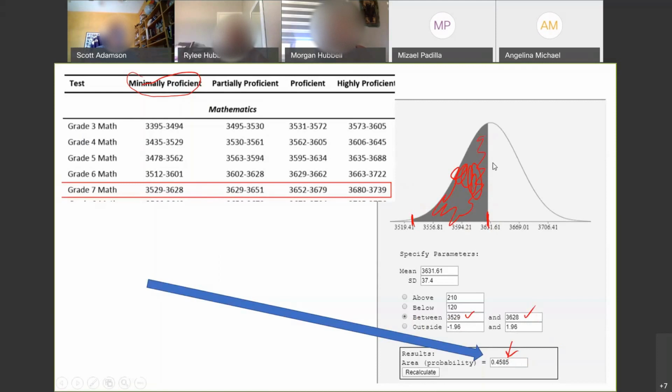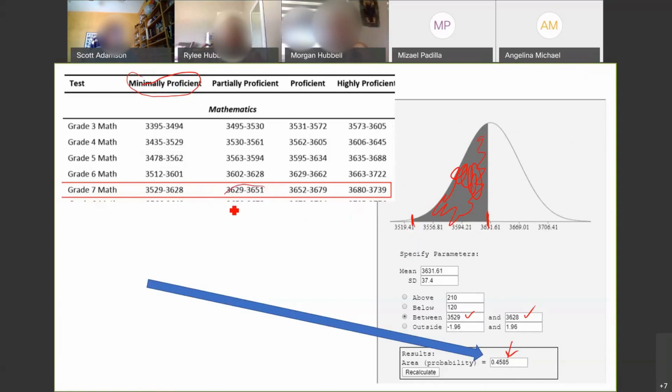Notice it's just left of half. About half are on the gray side, half are on the non-grayed inside. It's actually, if you look down there at the bottom, about 46%. So you will claim that 46% of 7th graders on the AZ Merit in 2016 anyway, were minimally proficient.